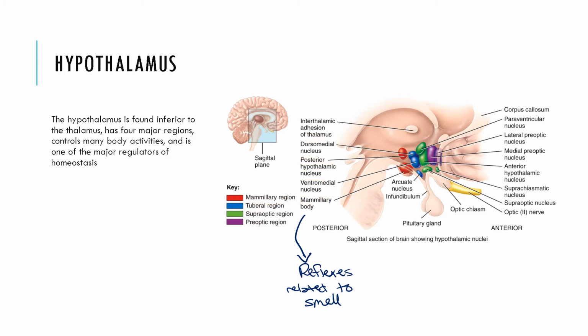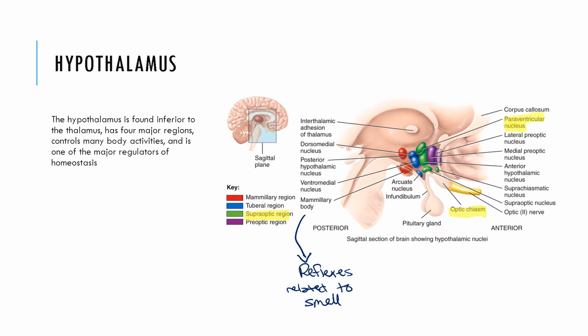Okay, so our next region is the tuberal region, colored in blue here. This includes the dorsomedial nucleus, the ventromedial nucleus, and also the arcuate nucleus. So those are going to be the three nuclei within the tuberal region. Next is the supraoptic region, colored in green here. Now this one lies just superior to the optic chiasm. So this is going to be, optic chiasm is the point of crossing of the optic nerves. And the supraoptic region contains 4 nuclei.